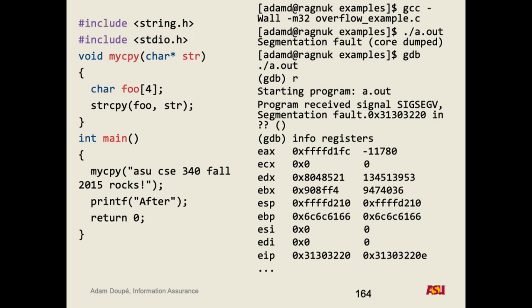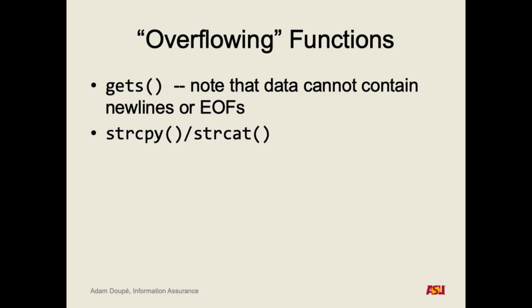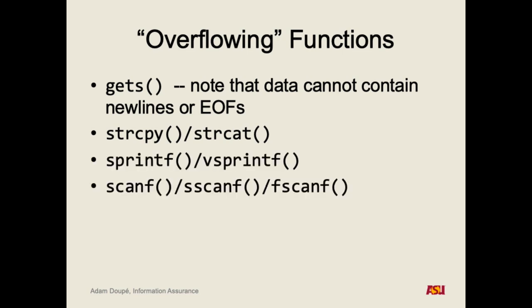Questions? So if this was our user input, what are some ways that we can give input to a C program? Command line parameters. How does that show up here? Argc, argv. So if this was a my copy with argv1, then you could just put different command line arguments at different sizes until you crash it. What else? Standard input. If they're reading, gets is one of the classic overflow functions. Gets, string copy or string cat, sprintf, scanf, and any custom input routines.